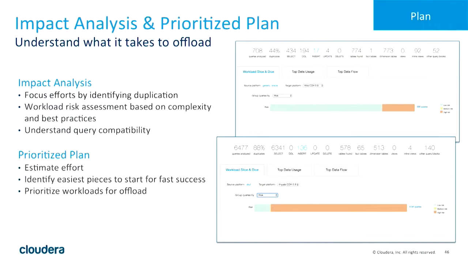So you see the top chart here shows a workload where most of the workload looks quite easy. There's a few areas of complexity, while the bottom one shows that larger red bar saying that actually most of this workload is going to be more involved for you to move over, so you likely want to consider that at a later stage.